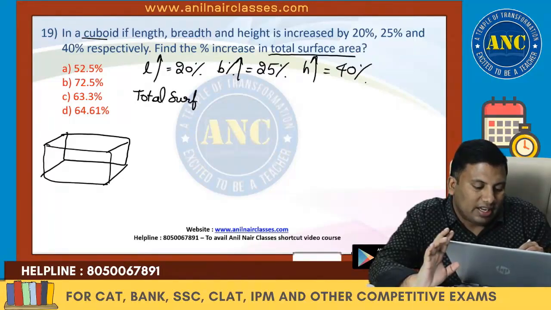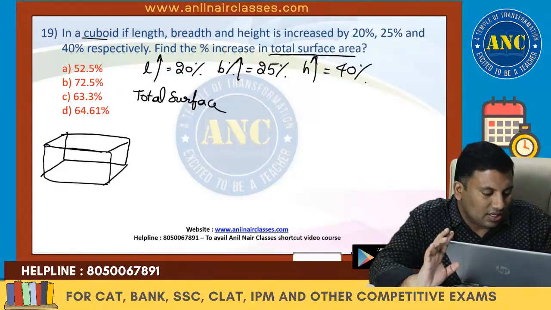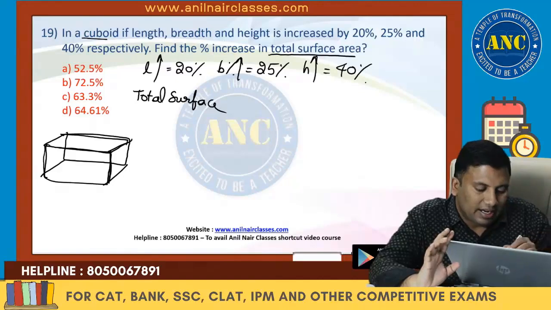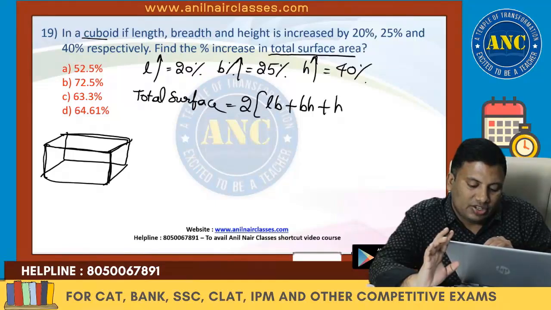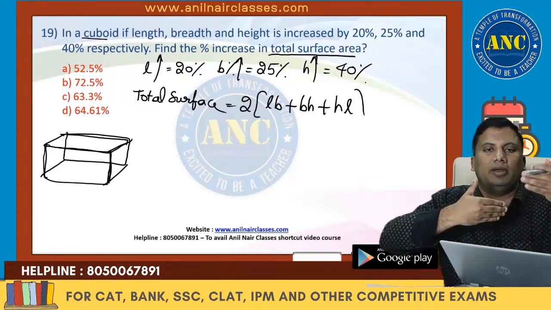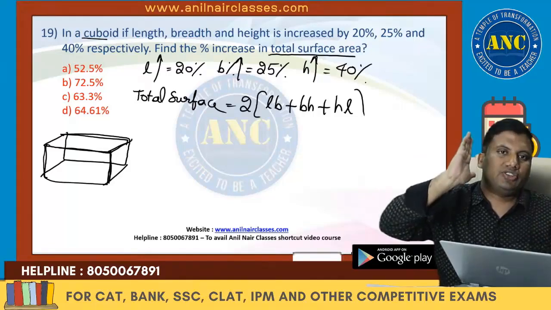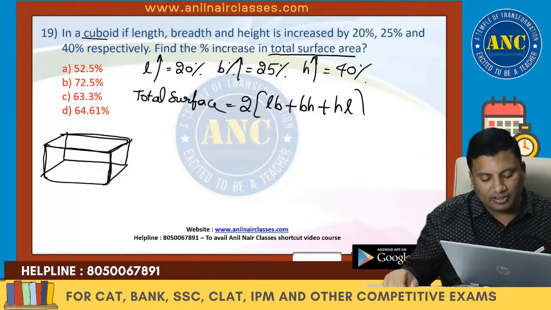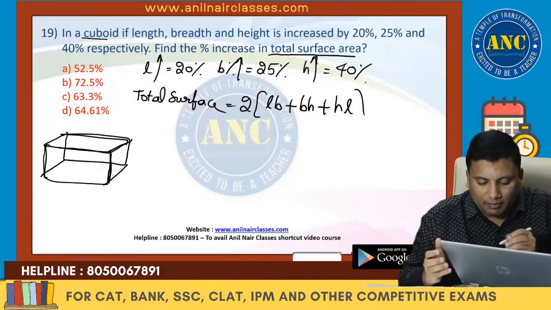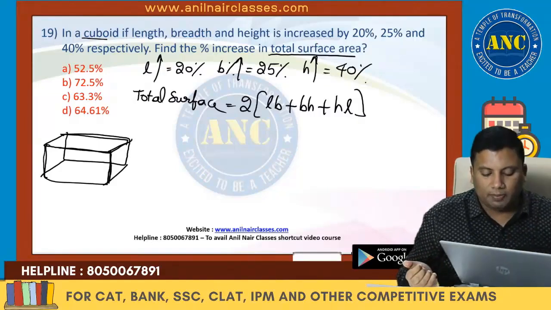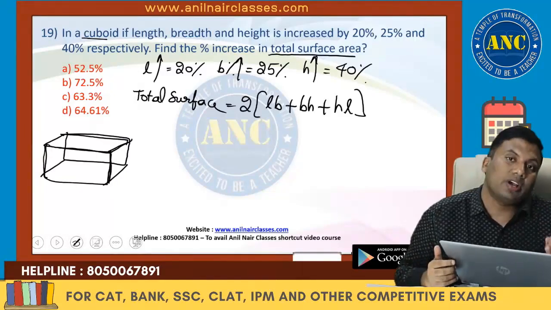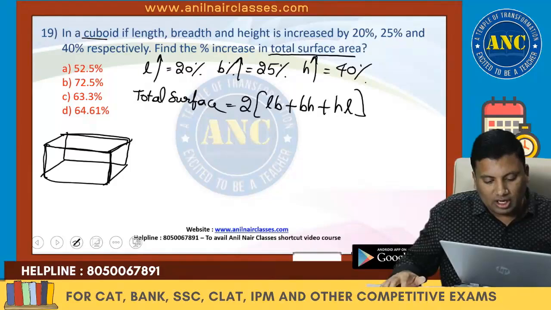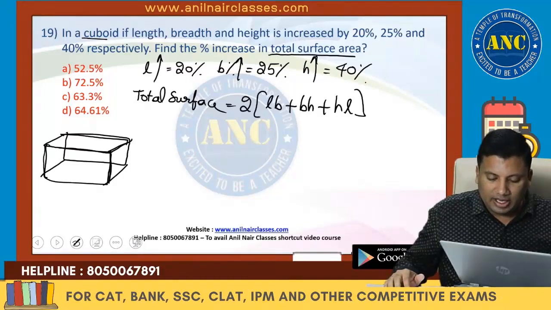Total surface area. So there is one surface, this another, like that. I will get 2 into LB plus BH plus HL. LB front, LB back, BH here, BH here, HL here, HL here. So the total surface area of the cuboid is given by 2 into LB plus BH plus HL. Don't get confused with the lateral surface area, that is 2H into L plus B. Total surface area is LB plus BH plus HL.